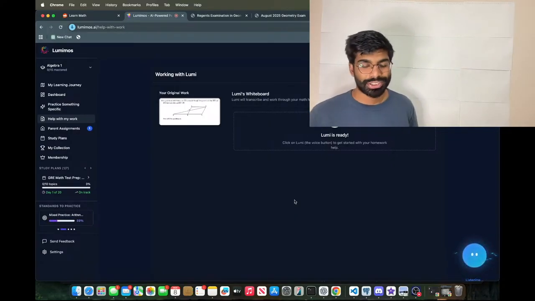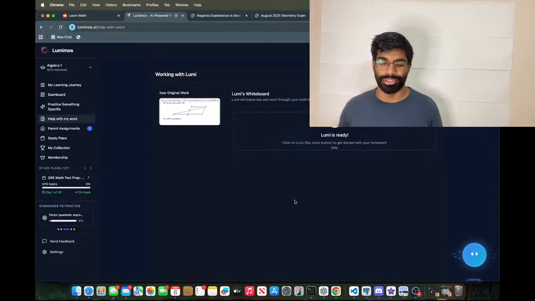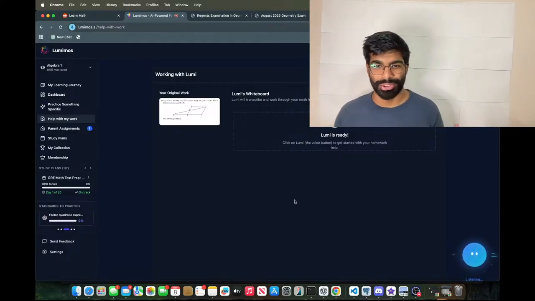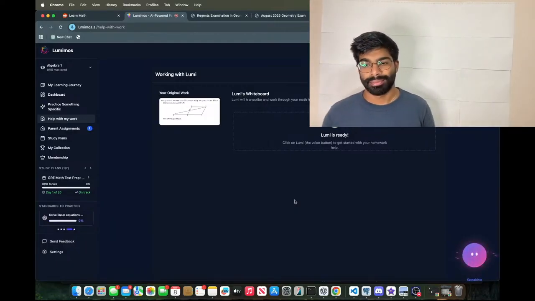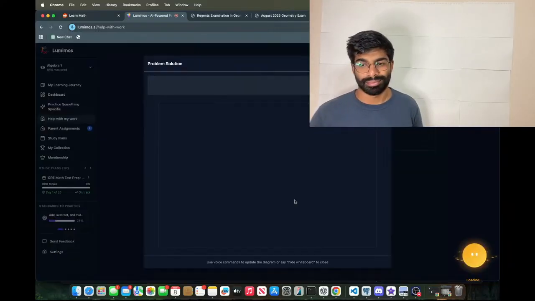Hey Lumi, I actually don't remember how to do any of this, so step by step would be great. But first, can you draw it on the whiteboard so we can see it? No worries, Jin. Geometry proofs can feel rusty if you haven't done them in a while. Let me recreate this diagram on the whiteboard so we can work through it together visually.